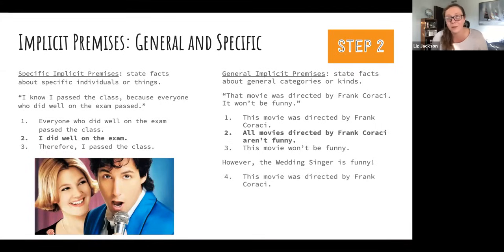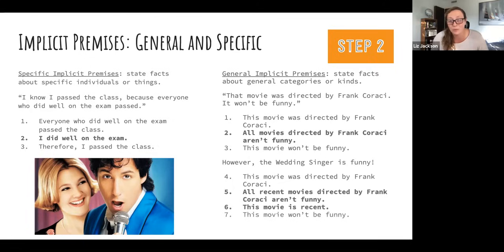So here's another attempt at reconstructing the argument. Again, that first premise, this movie was directed by Frank Carracci. All recent movies directed by Frank Carracci aren't funny. This movie is recent, so this movie won't be funny.